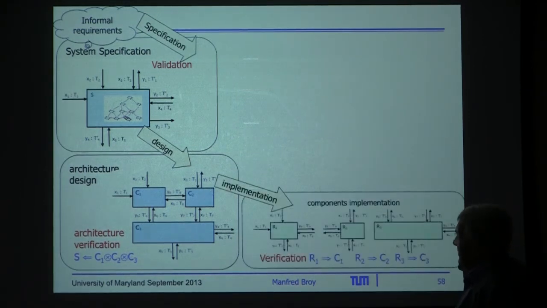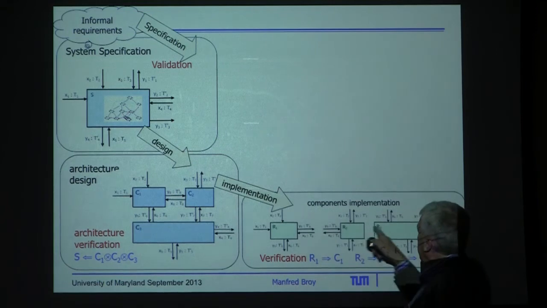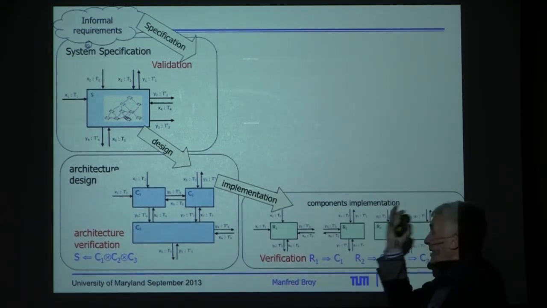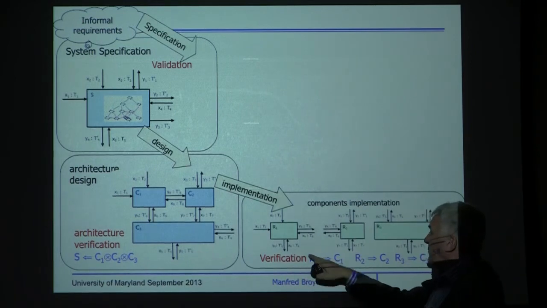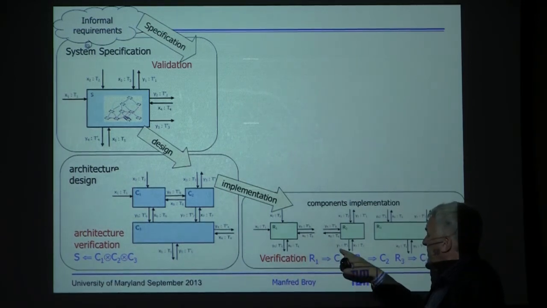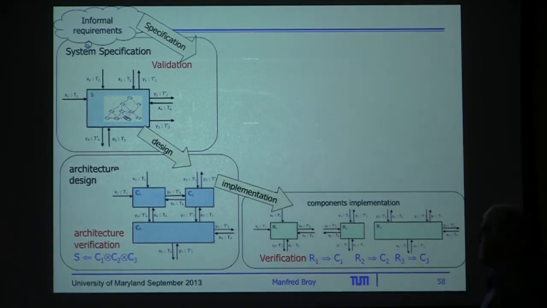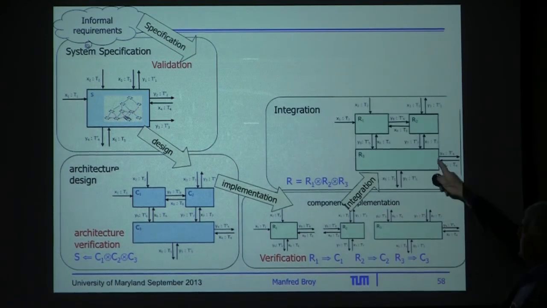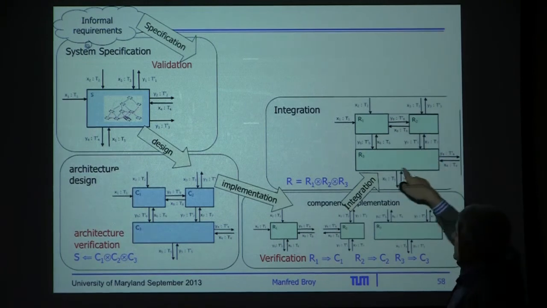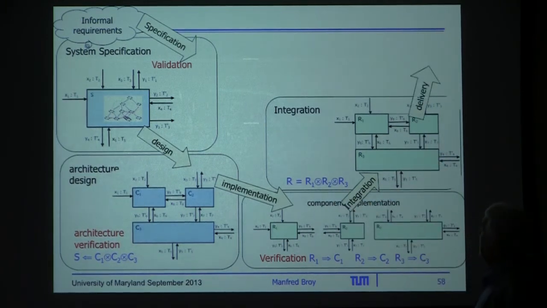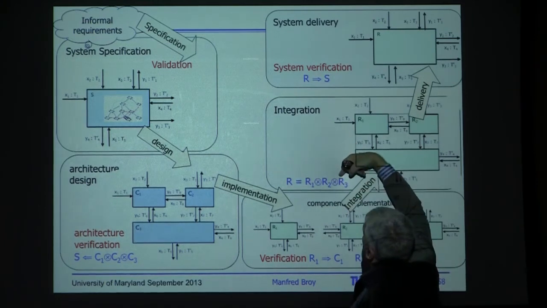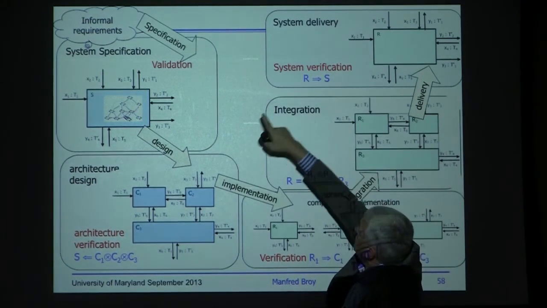Then we go to implementation. Now for each of these subsystems we have to derive implementations, if you like, state machines, and we have to prove that the properties of the state machines imply the properties of the interface behavior. And now we can do the integration. We put these implementations together and we deliver. And deliver means we prove that from the system as implemented, the properties as specified follow.